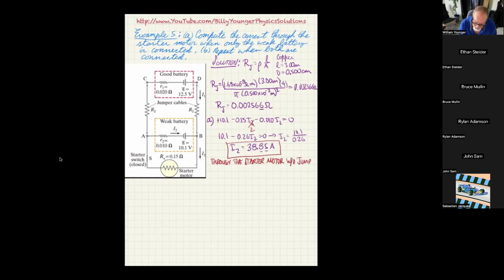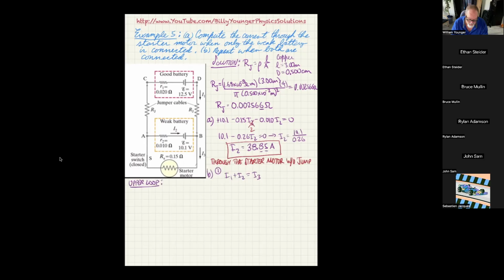Now we can do part B, and that's a little more complicated. We can see, for instance, that I1 and I2 come into junction B and I3 comes out. So I'm going to say equation one is I1 plus I2 is equal to I3. Now I'm going to take the outer loop, no, I'll take the upper loop for Kirchhoff's loop rule.